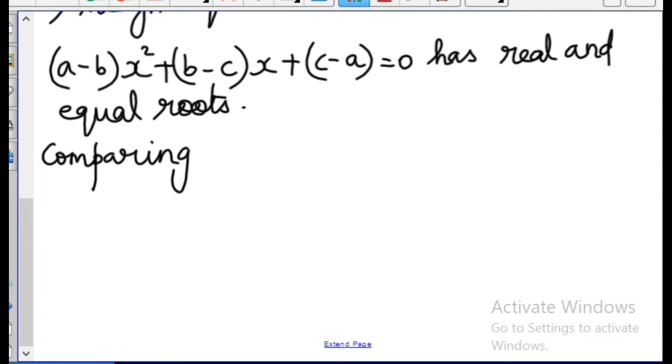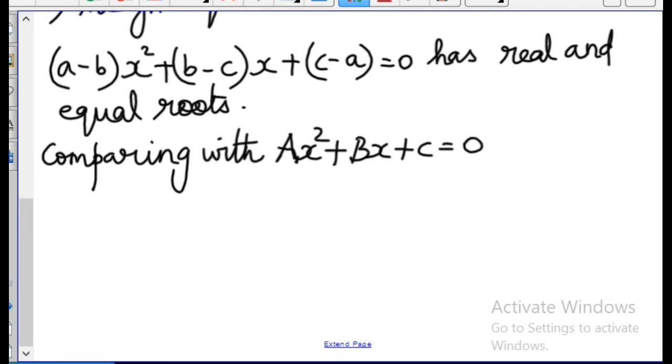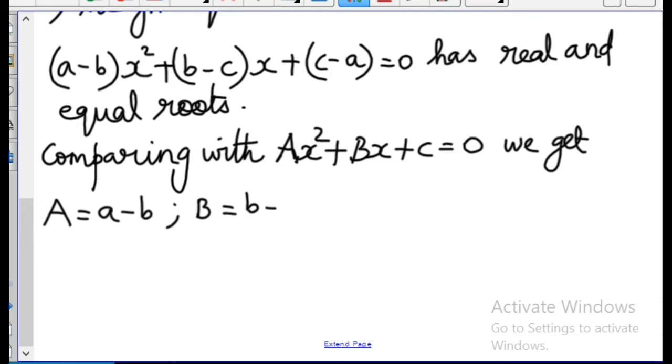Comparing with the standard form, using capital letters, Ax square plus Bx plus C equal to 0. Capital A is the coefficient of x square, here a minus b. Capital B is the coefficient of x, here b minus c. The constant term C is given as c minus a.